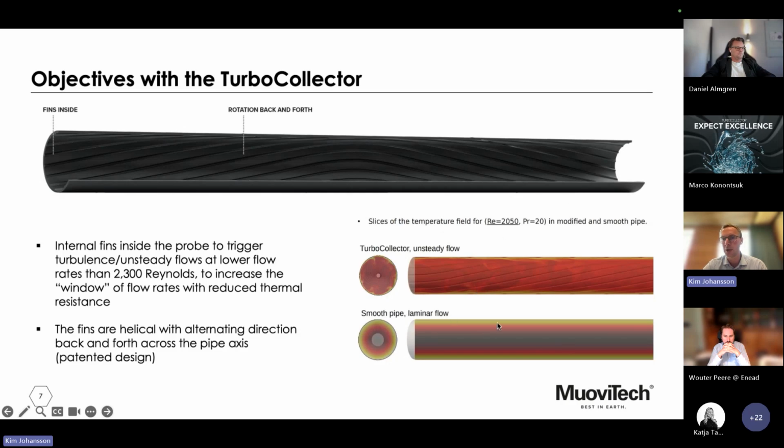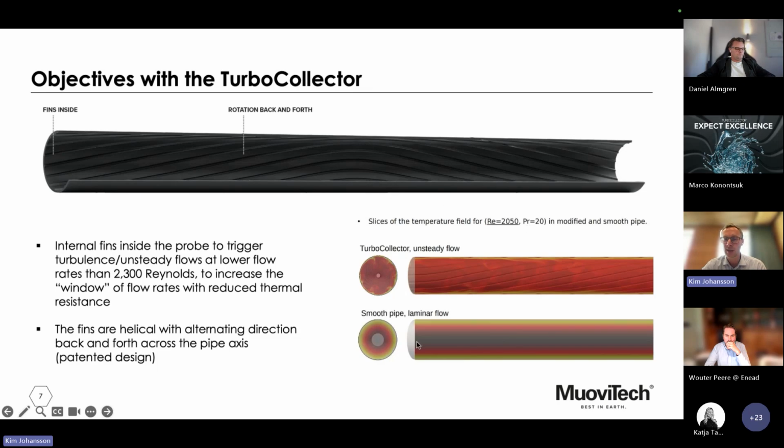In the picture on the bottom right, you can see one example of this study. Here we have a cross-section of two pipes, one smooth pipe and one TurboCollector. The cross-section is done with a Reynolds number of 2050. Normally we consider the transition from laminar to turbulent flow to occur at 2300. So this is a laminar state in a smooth pipe.